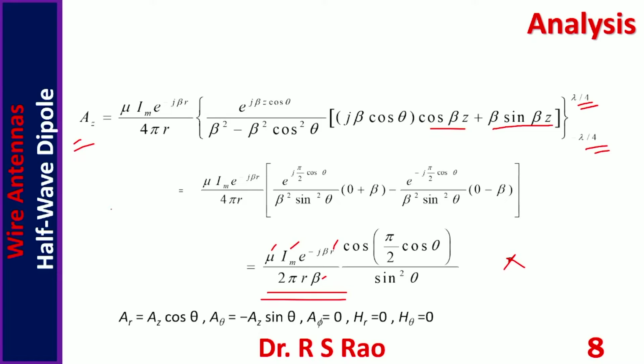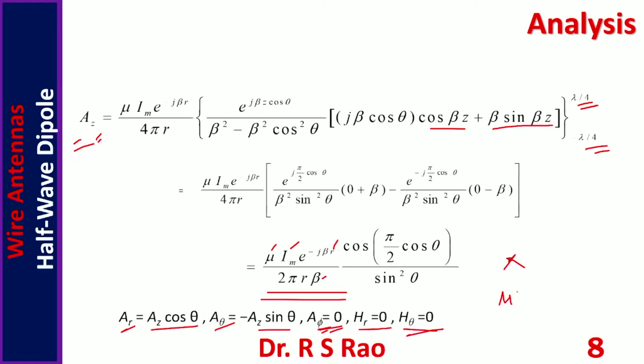So what we do is we convert Az into spherical components, AR, A theta, A phi. Az can be resolved into R direction and theta direction. AR becomes equal to Az cos theta, A theta becomes equal to minus Az sin theta, A phi becomes 0. HR can be found to be 0, H theta also can be found to be 0.